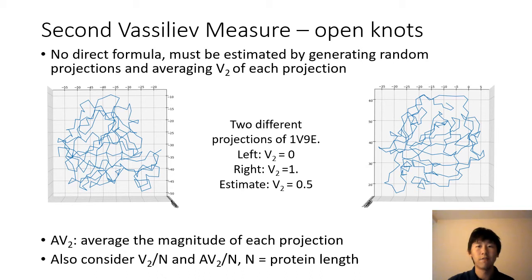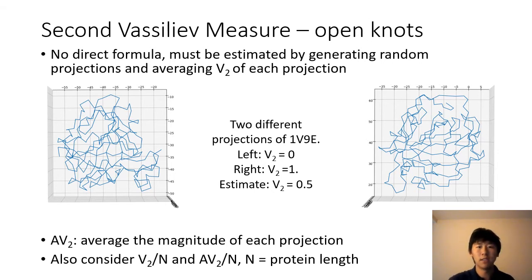The figure on the left is one projection of 1v9e, where V2 equals 0, and the figure on the right is another projection where V2 equals 1. So from these two projections, we could estimate that V2 equals 0.5. Now, to get a precise estimate, we sampled 5,000 projections for multistate and 10,000 projections for two-state proteins in the dataset. With 5,000 projections, the estimated V2 for 1v9e is about 0.8.